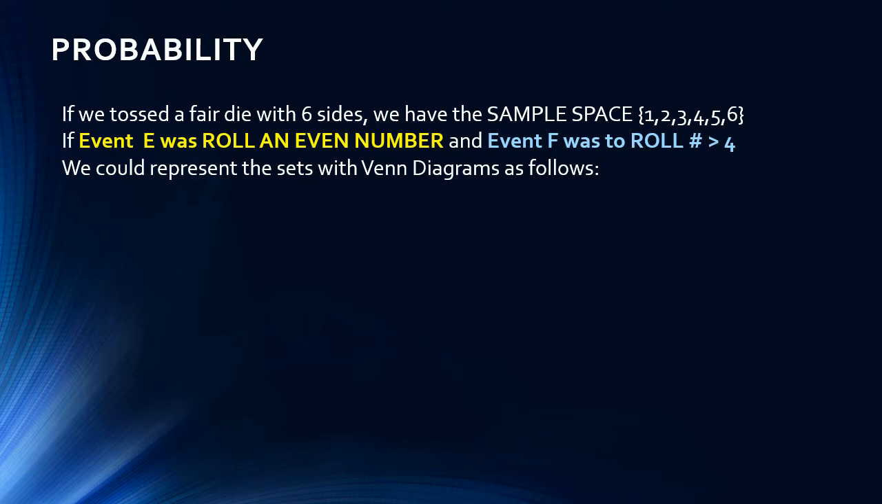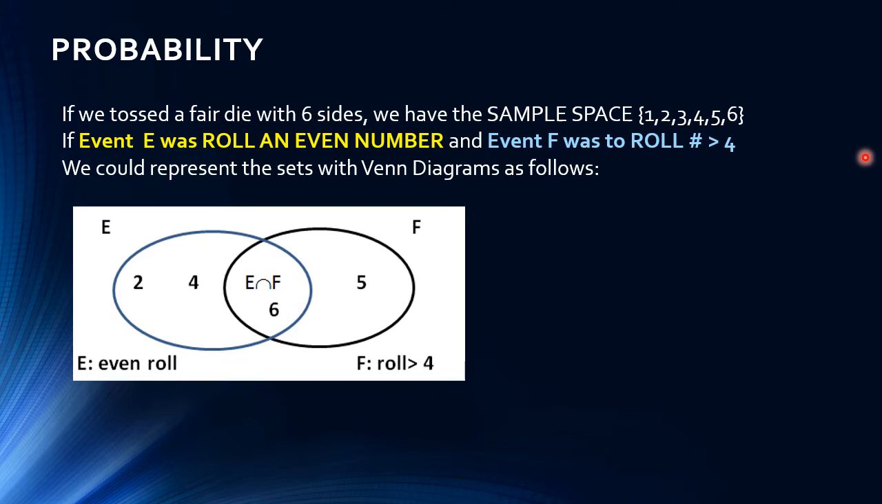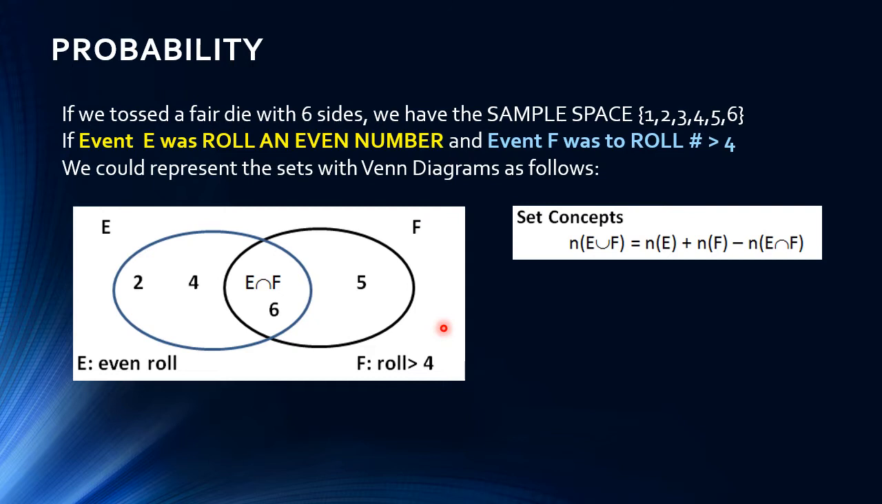One of the ways to see this more easily is to represent the sets with Venn diagrams. These are circles or ovals that are drawn to represent where membership is. Event E, an even roll, includes 2, 4, and 6, the even numbers in the sample space. And event F, a roll greater than 4, just includes 5 and 6. We can see that 6 is indeed part of both of them, and that's where these two ovals, or events, overlap.